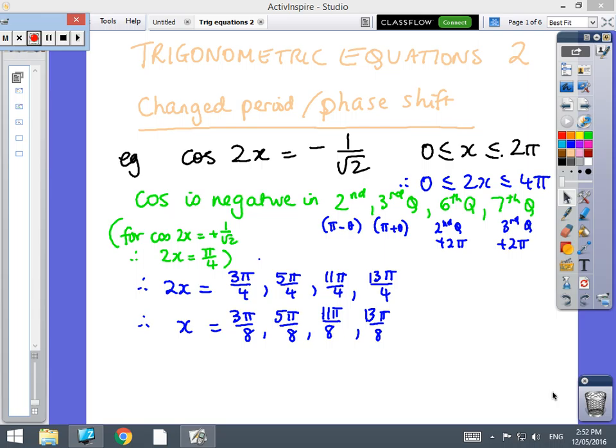Cos 2x equals minus 1 on root 2. So the question will give you the domain. So the domain is this. Sorry about that. I'll just change to a pen. So that you've got to see in the question.